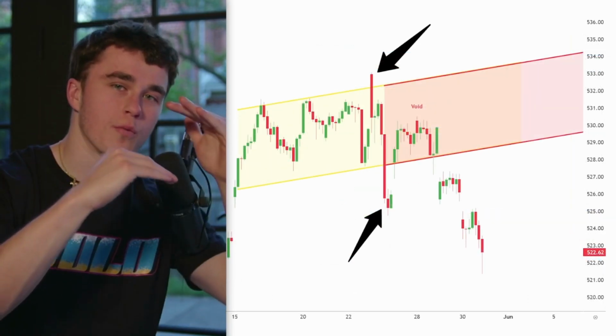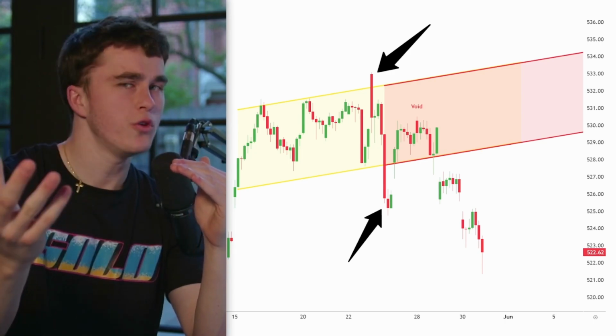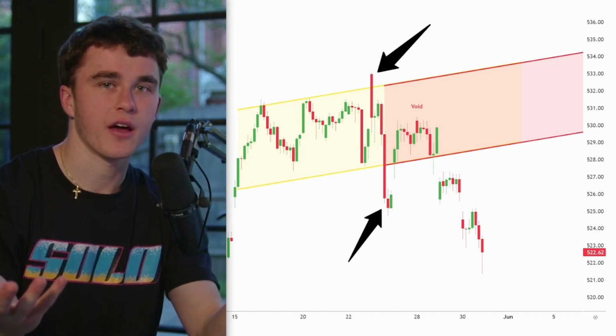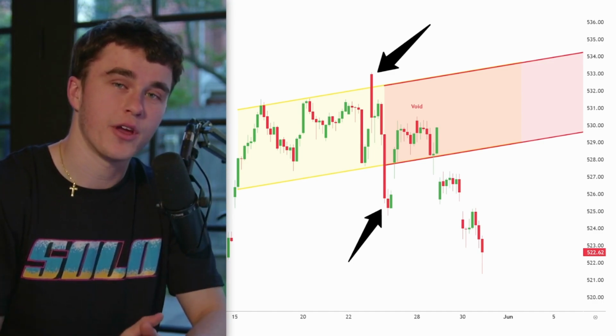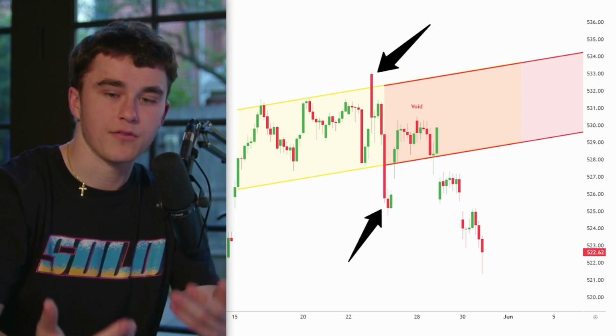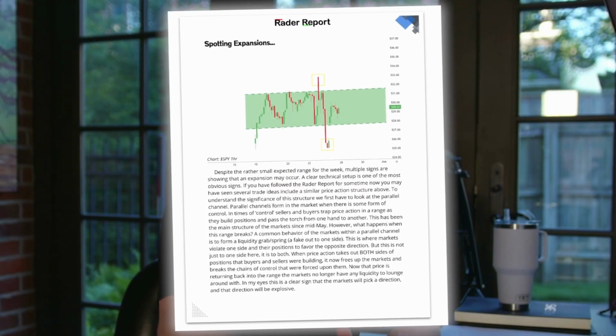Whenever a market forms a liquidity structure, like a parallel channel, and you take out both sides, what are you doing? Well, you're taking out all the sellers and you're taking out all the buyers. So what's left? Nothing. So there's actually a liquidity void back into that range. And as price came back into it, SPY did around that 528, 529, markets just expanded. We knew this expansion was coming. I talked about it on the RADER report, and in this case, it was down. So we've expanded. Everything went according to plan, but what is next?